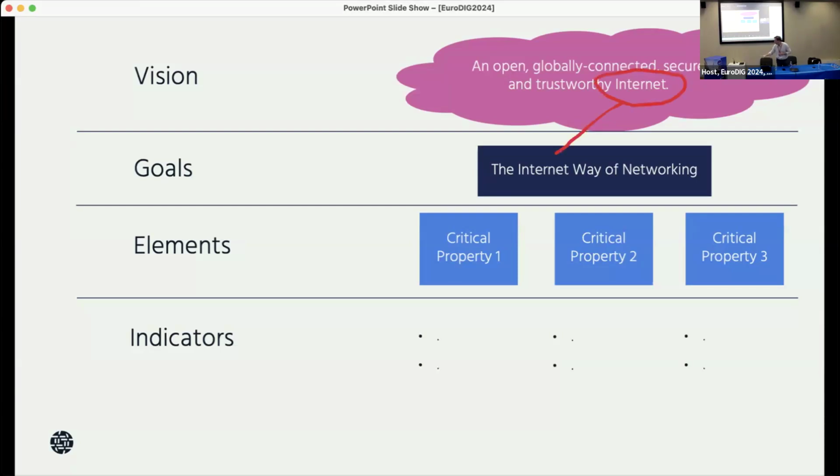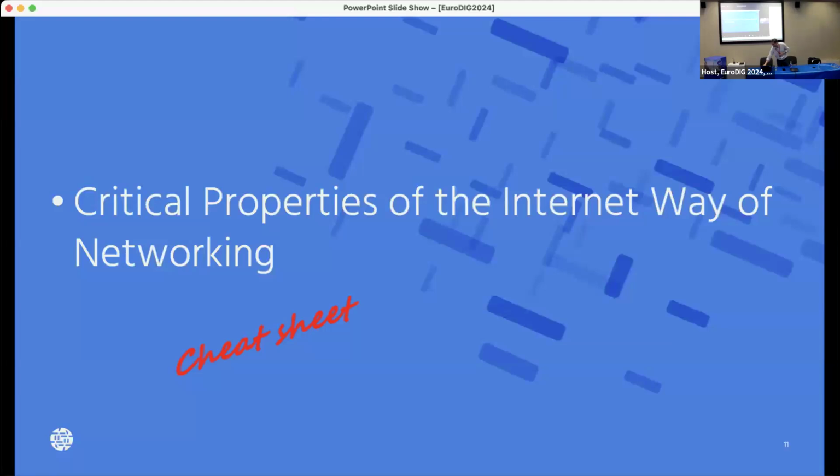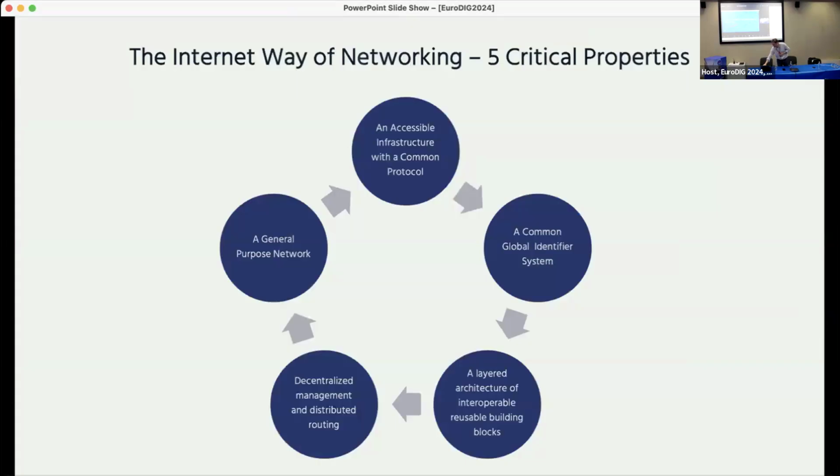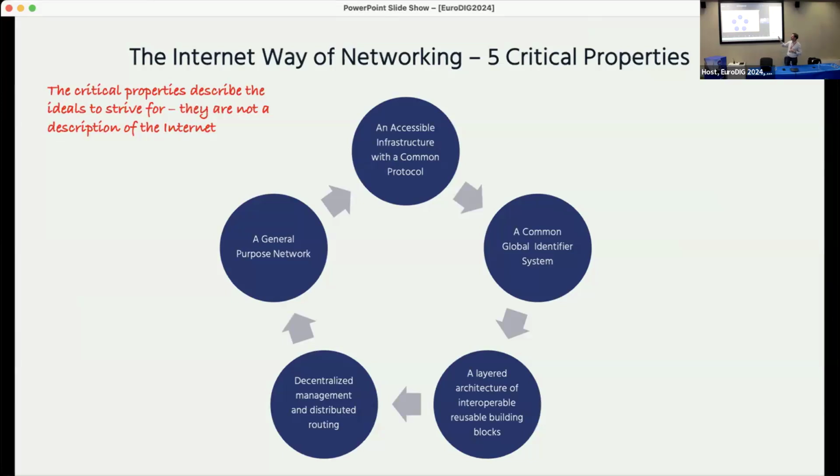So yeah, the internet way of networking kind of corresponds to that internet part. This is just a very quick recap of what we just talked about, a cheat sheet for what these critical properties are.